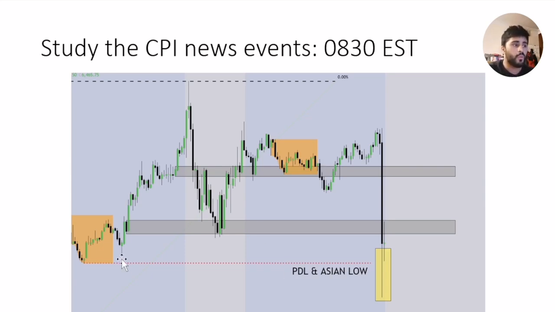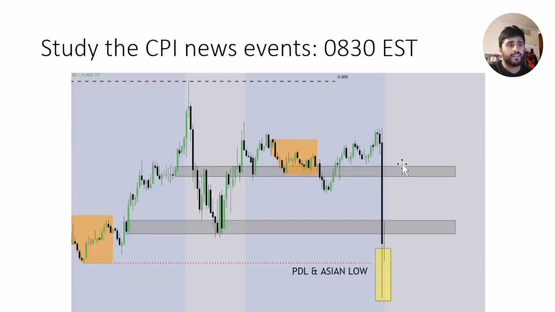So CPI 8:30 Eastern, right? Look at what happened here. We had the Asian low, which also coincided with the previous day low. Now, what's interesting about this is when you see a sweep of the previous day low and price struggles to break below the previous day low at a key level, I'm immediately thinking, okay, if we can reclaim this same area, buyers will be in control and I want to be taking buys. And that's basically how the trade was formed, right? That's how the trade was formed.